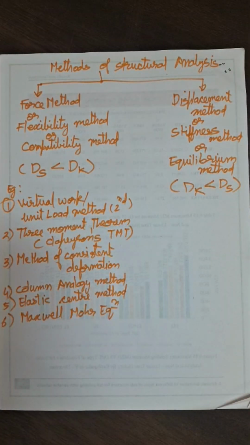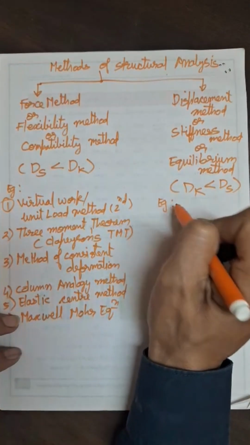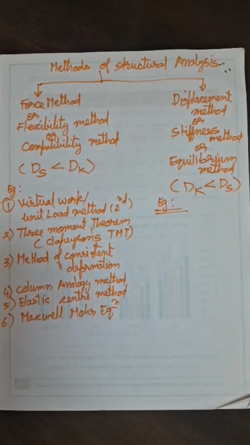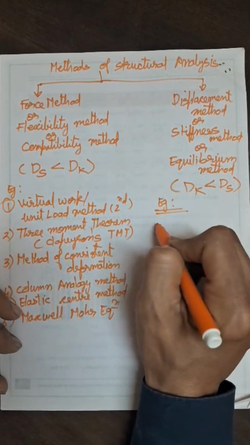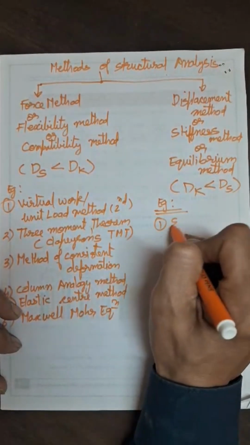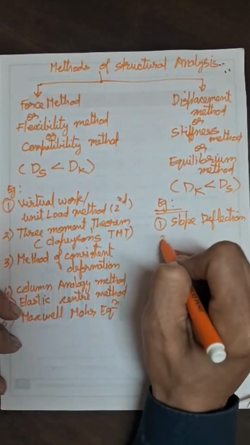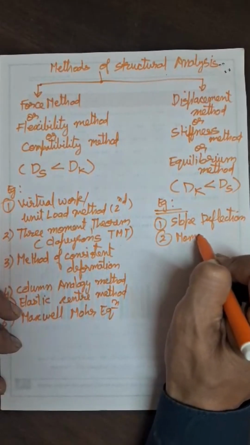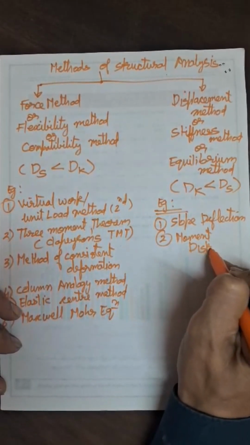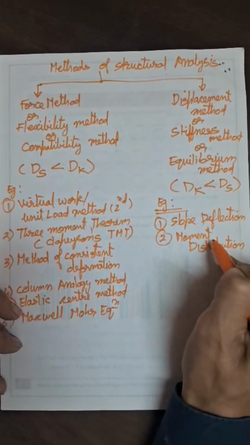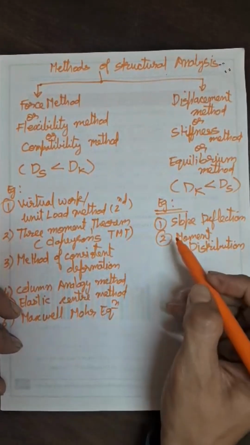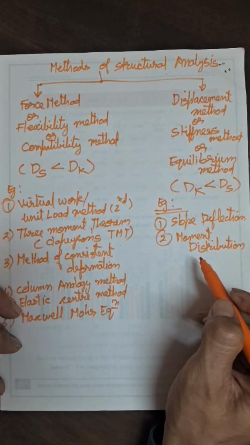Similarly, in displacement method, we can give some examples. See, many times they are asking match the following questions in IES, and even in the GATE exam they can ask you which method. They can ask you match the following and all that type of questions. So here you should know slope deflection. One is slope deflection method. Second is moment distribution. Under displacement method, we are having SD method and moment distribution method.